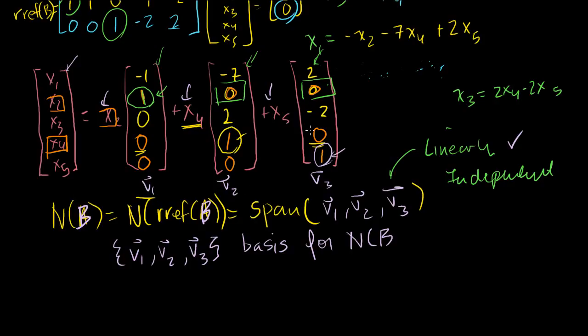So these vectors, and we just said that they're linearly independent. We just showed that because there's no way to get that one from these guys, that one from these guys, or that one from these guys. These guys form a basis for the null space of B.